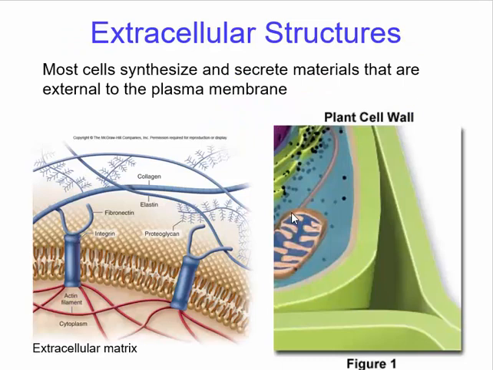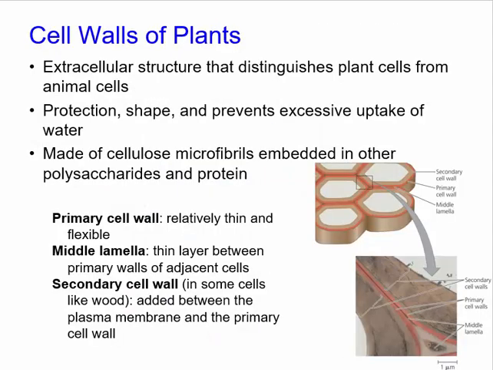All right, let's work our way outside of the cell now and talk about extracellular structures. So extracellular means outside of the cell. And so whether we're talking about plant or animal cells, we see cells produce materials that get exported, but then aren't just secreted out into the milieu and disappear, but they actually form part of the structure around the cell. All right, so let's talk about first the cell walls of plants.